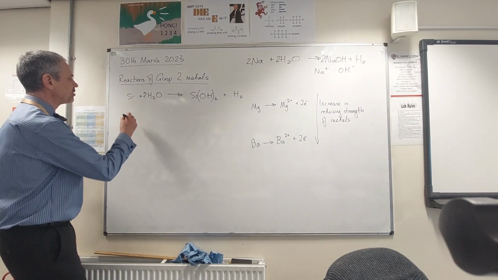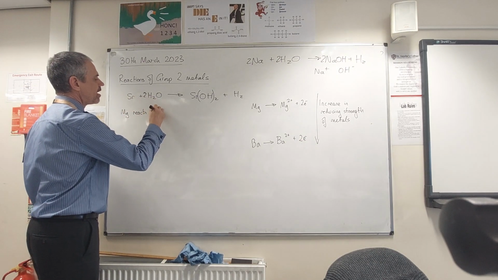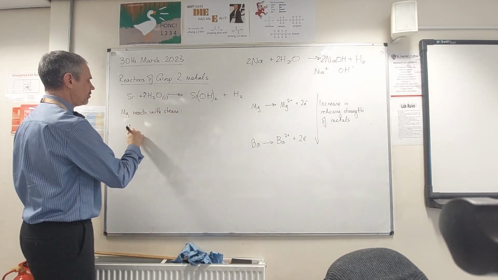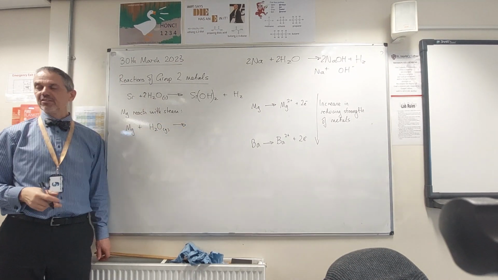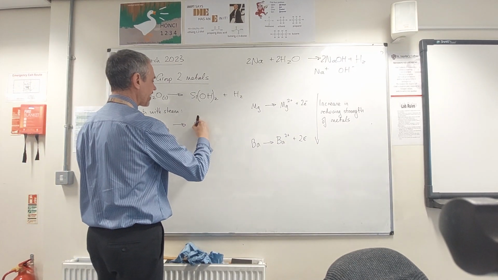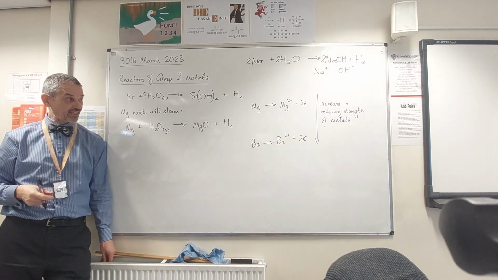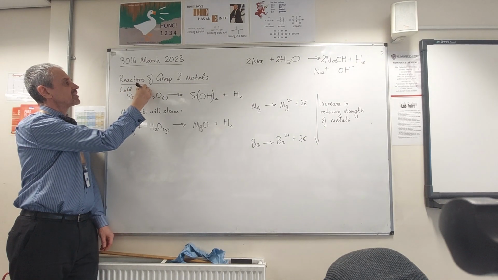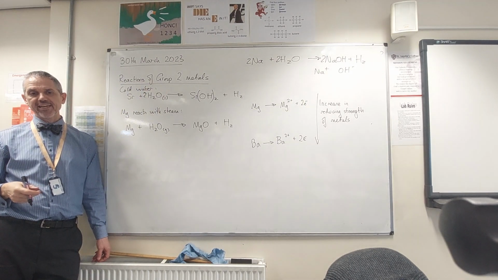So we can speed that up by reacting with steam. If we heat it up until the water is steam, so H2O gas, then magnesium will react, and it's quite good fun. But this time we get the oxide instead. With cold water, I should have said that really, shouldn't I? Cold water, we get the hydroxide. With steam, we get the oxide.